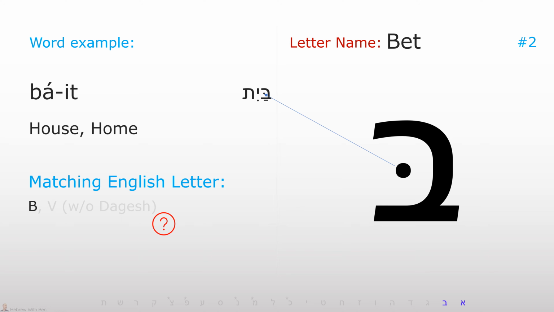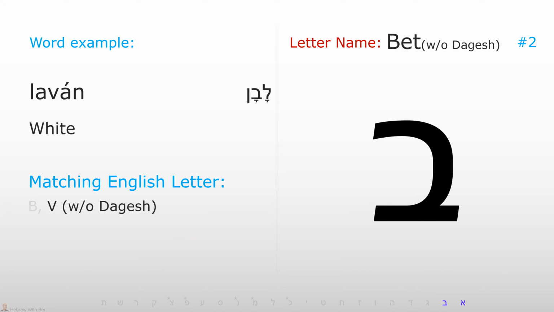This is the dagesh. In this example, it makes bet create the sound of ba. Dagesh is a nikud sign and will be discussed in the nikud course. Now, bet without dagesh. It makes the sound of va. In the example word, lavan. Lavan.